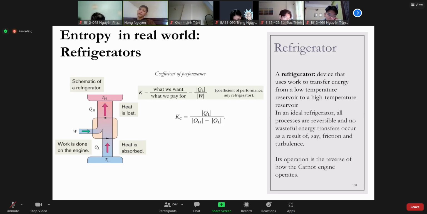Then I can establish the expressions to calculate the coefficient of performance as this one and this one. Okay. So this is the way you calculate the coefficient of performance of the refrigerator. Please remember it. Good.